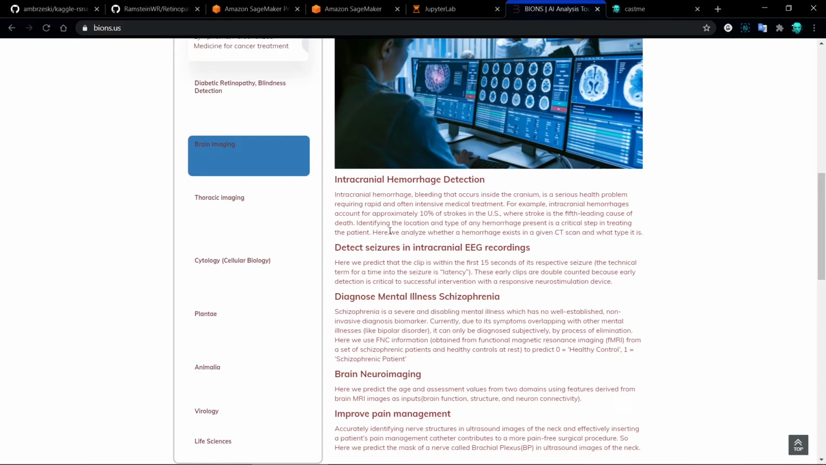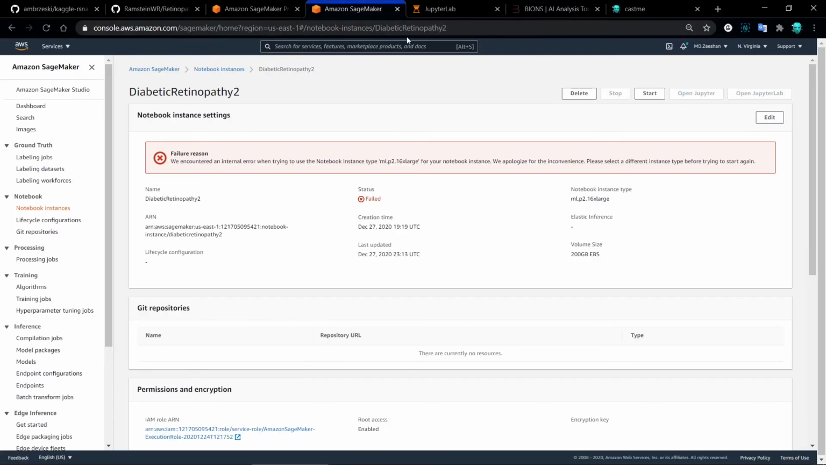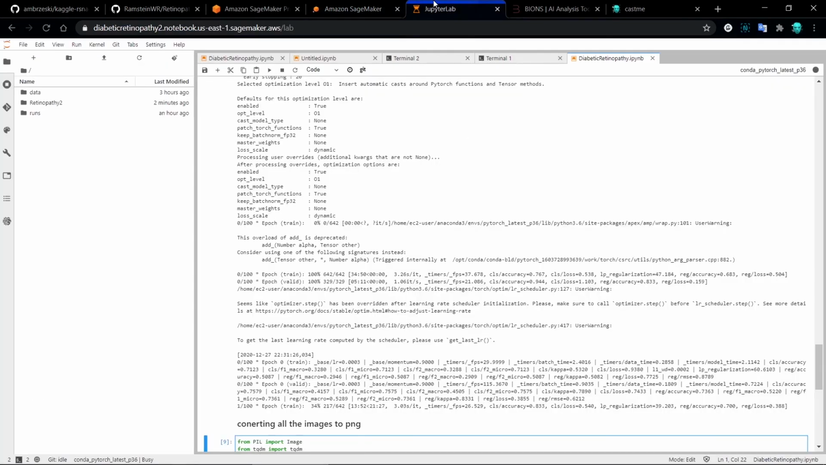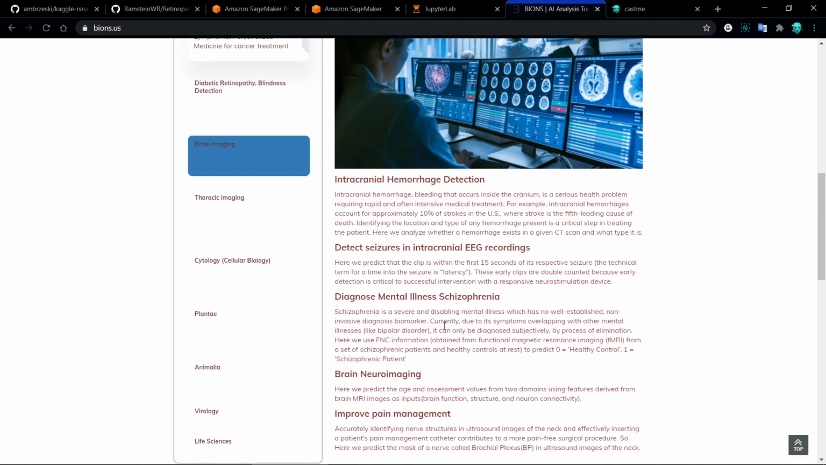The technical team looks at the time to seizure, or latency. These early clips are double counted because early detection is critical to successful intervention with a responsive neurostimulation device. It's not going to start, but we have to work with the instance that we have been previously working with. That's a 3.16x large instance, and it completed all of my progress in no more than 30 minutes.